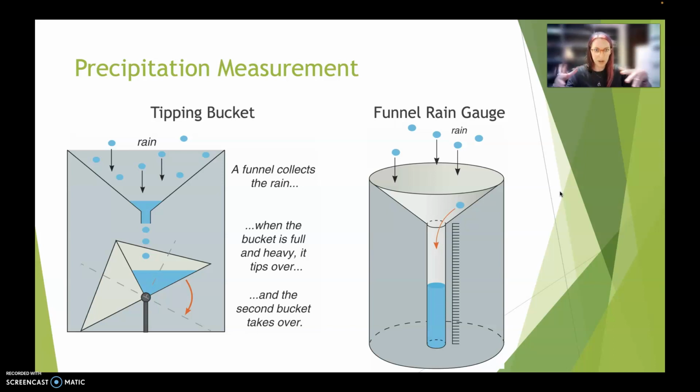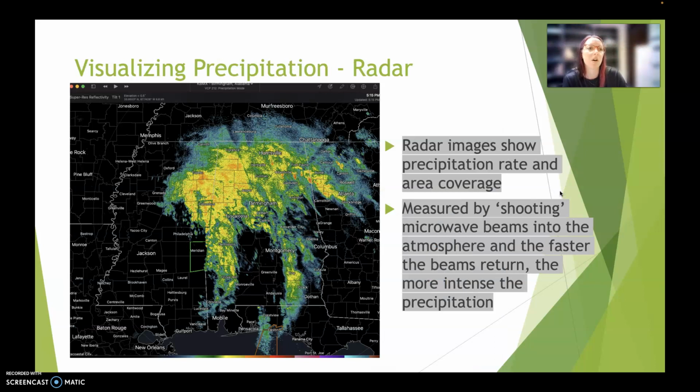If we wanted to visualize precipitation over a large area, instead of measuring it, if we wanted to see what's going on in a larger space, we use something called radar. Radar images show precipitation rate and area coverage. This is a radar image here on the left-hand side over Mississippi and Alabama. These colors indicate different precipitation rates. The warmer colors indicate heavier precipitation. The cooler colors indicate lighter precipitation.